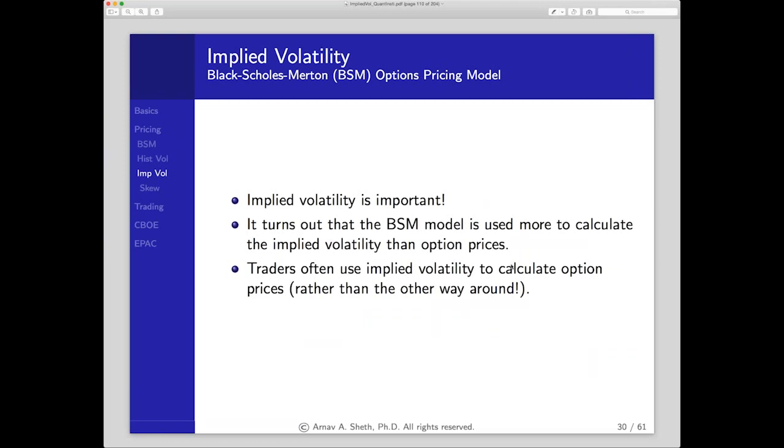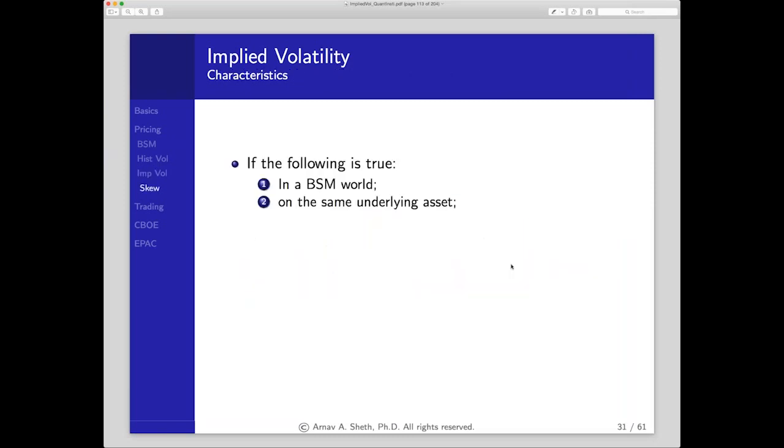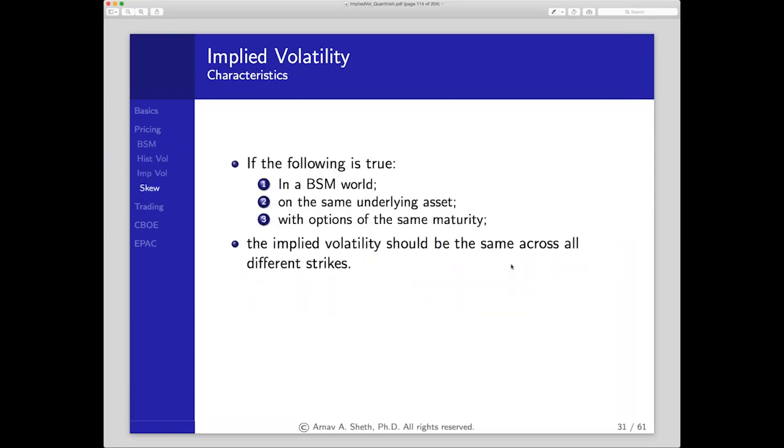Now it turns out that traders often use implied volatility to calculate option prices rather than the other way around. Okay, it's more important. Black-Scholes is used more to calculate implied volatility, and people price options using implied volatility rather than the other way around.